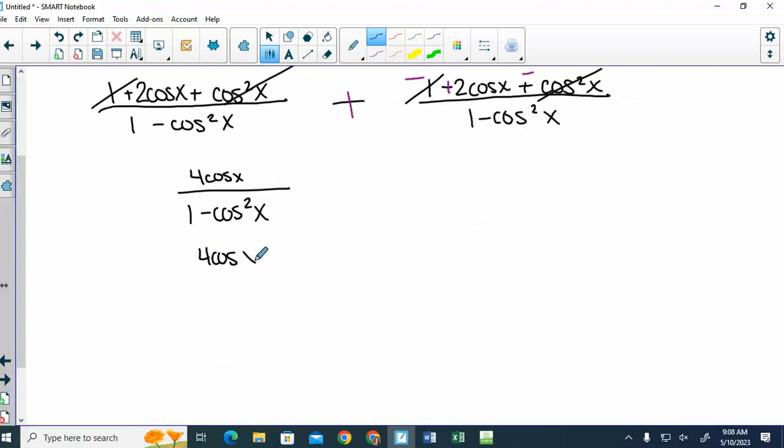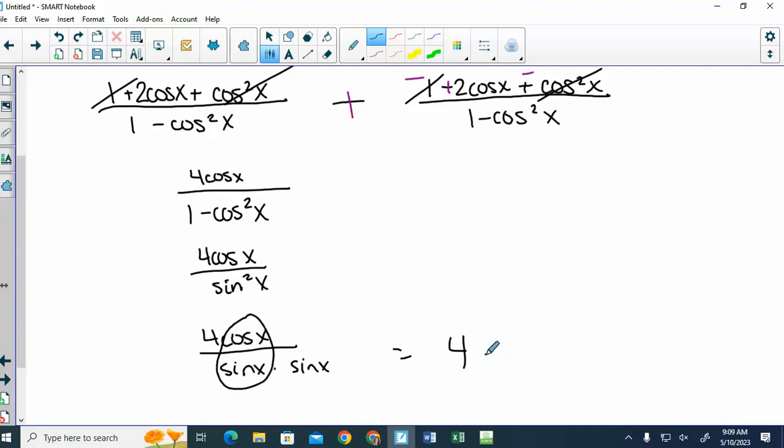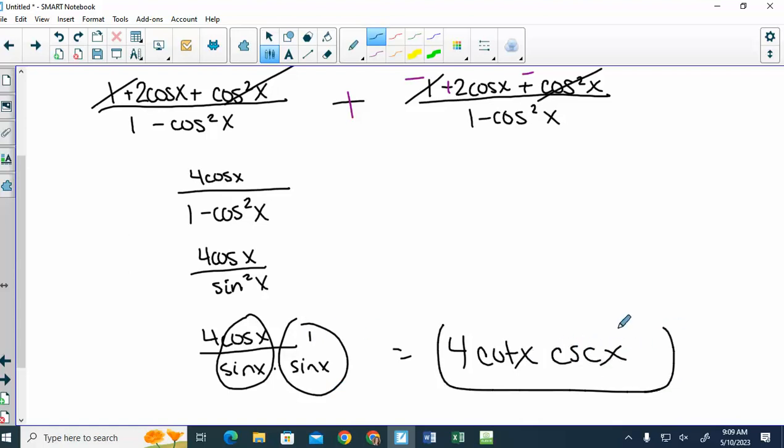What is 1 minus cosine squared equal to? Sine squared. You might see it from here. If you don't recognize it, sine squared is the same as sine times sine. So we have a 4. What's cosine divided by sine? Cotangent. And this is just like a 1 over sine, and that's what we want.